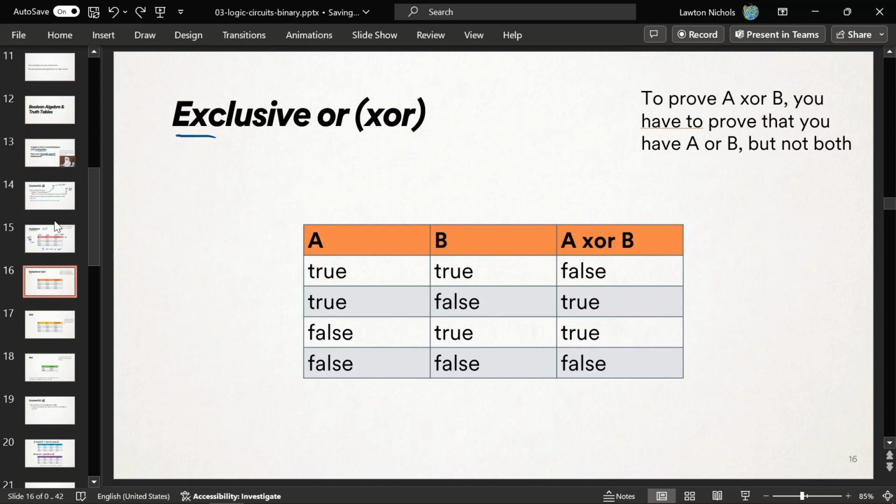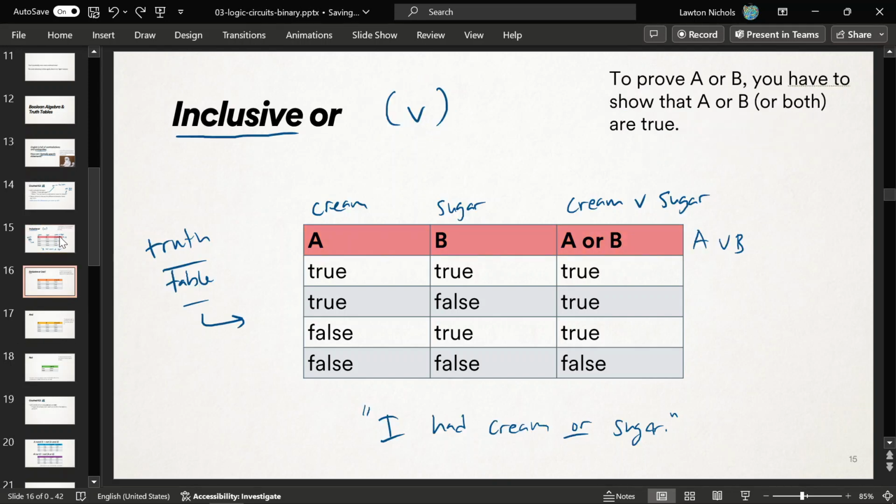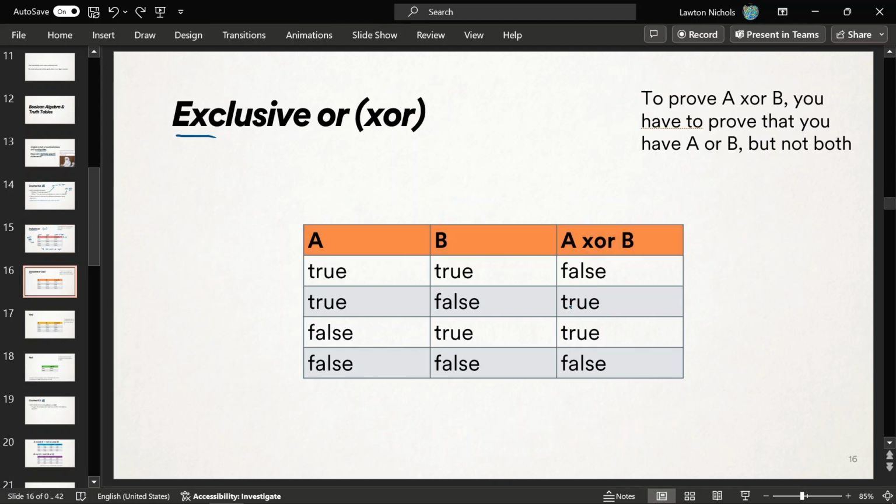I'll say that. If I flip between it quickly, do you see the one difference? A and B are just going through all the options, of course. But the exclusive OR versus the inclusive OR, do you see the one line where it's changing? You can't have them both. Can't both be true there.